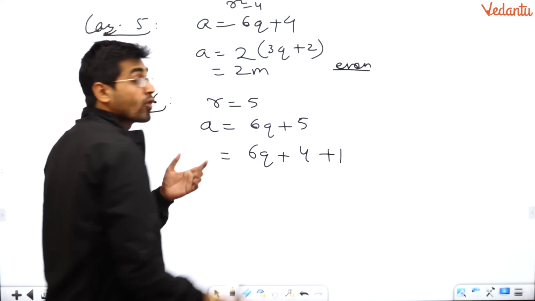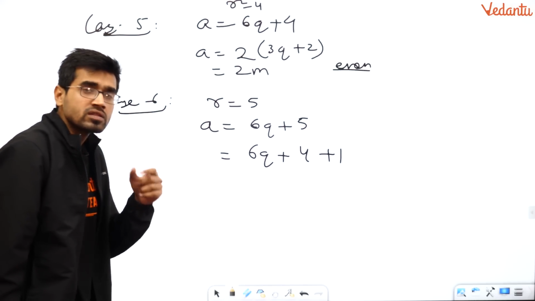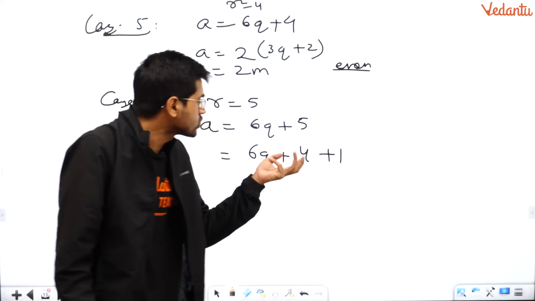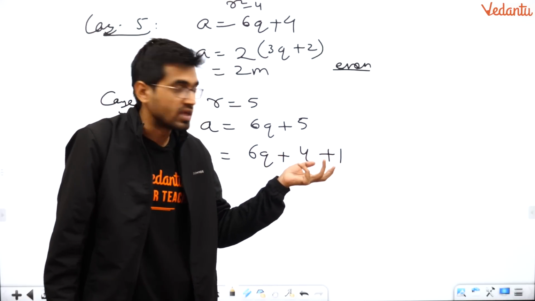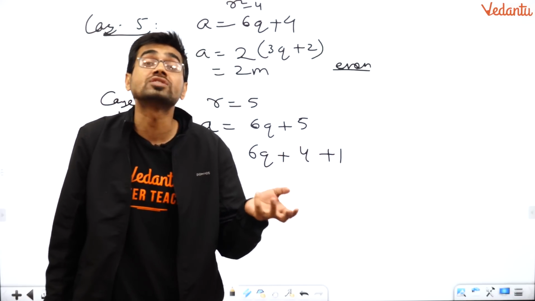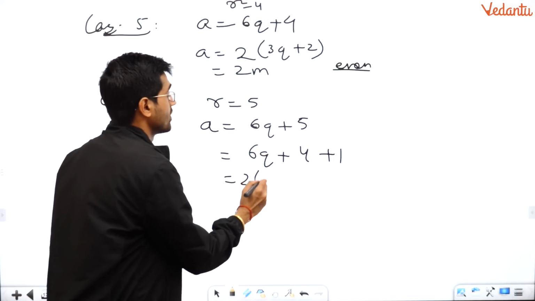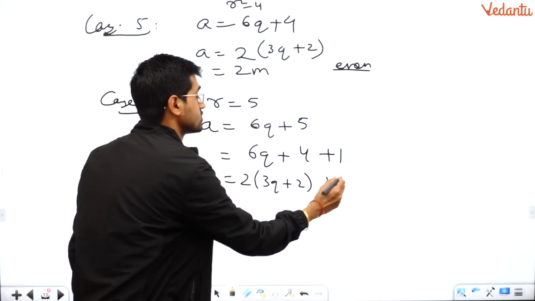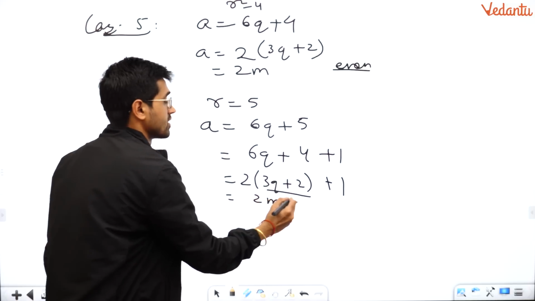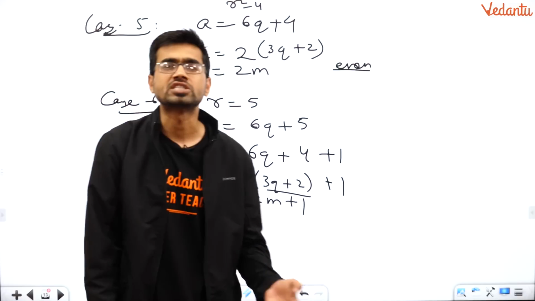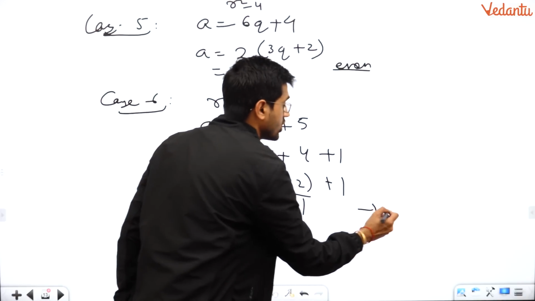4 plus 1. I want 1 to be in the end. This is the thing I want. I always want 1 in the end. If I have 1, then I can frame 2m plus 1, which is odd. I have to prove this is odd. So this is 2 common, 3 cube plus 2 plus 1. This is a number which is m. What is 2m plus 1? It's an odd number. So it is odd.